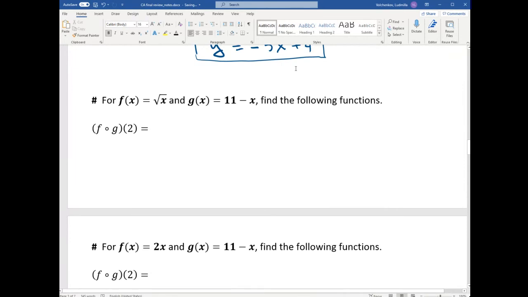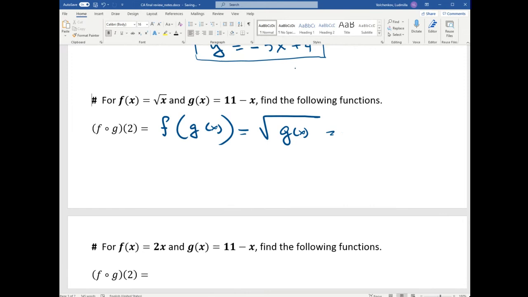Composite function. So we have two functions f of x and g of x, and we want to find f circle g of x. On the first place we have f. It means that we write f as the outside function. We take the function f at the point g of x. So the function f is a square root, but the square root of g of x. Square root of 11 minus x. And we want to determine the value of this function at the point x equal 2. Square root of 11 minus 2, or square root of 9.